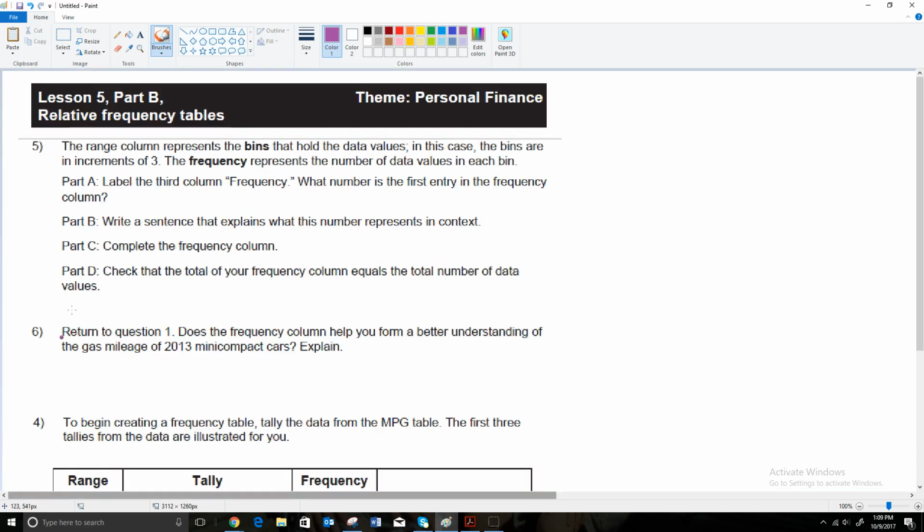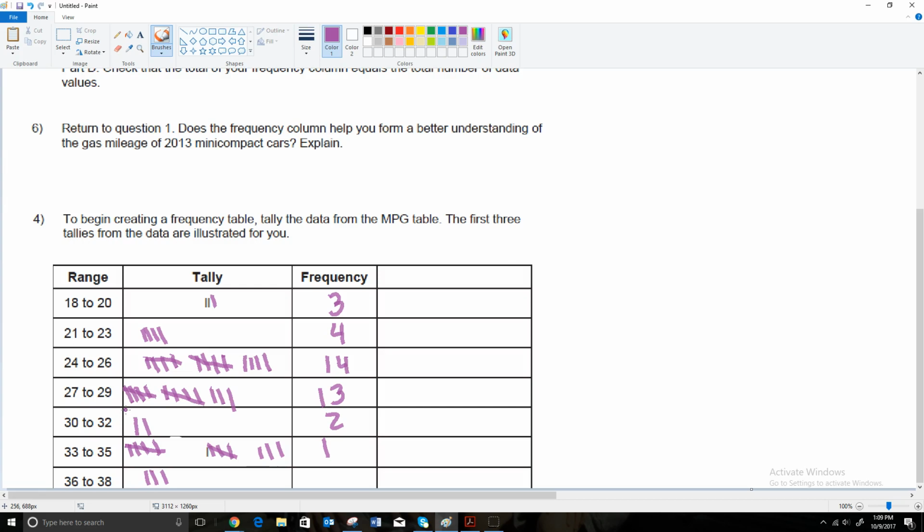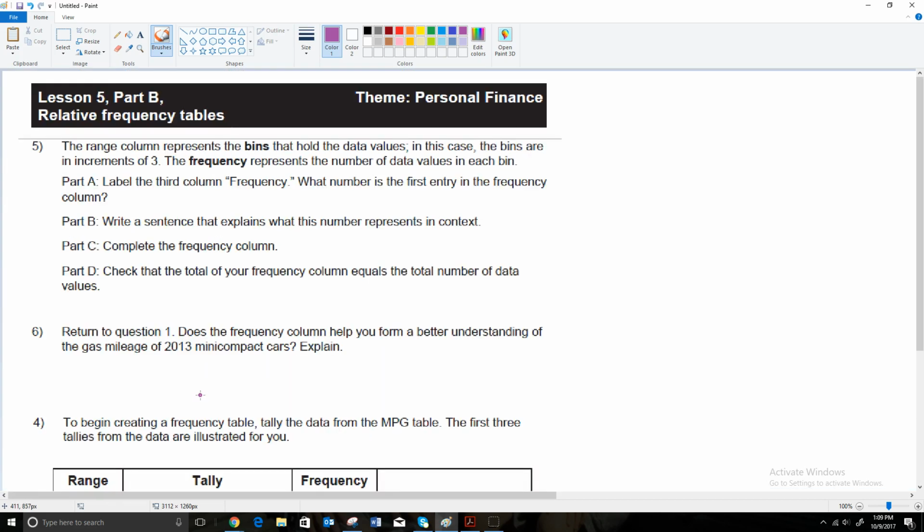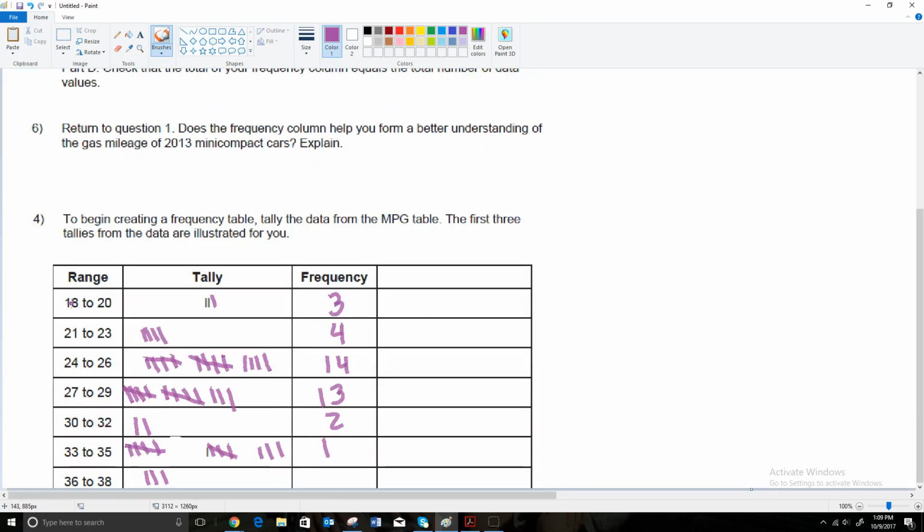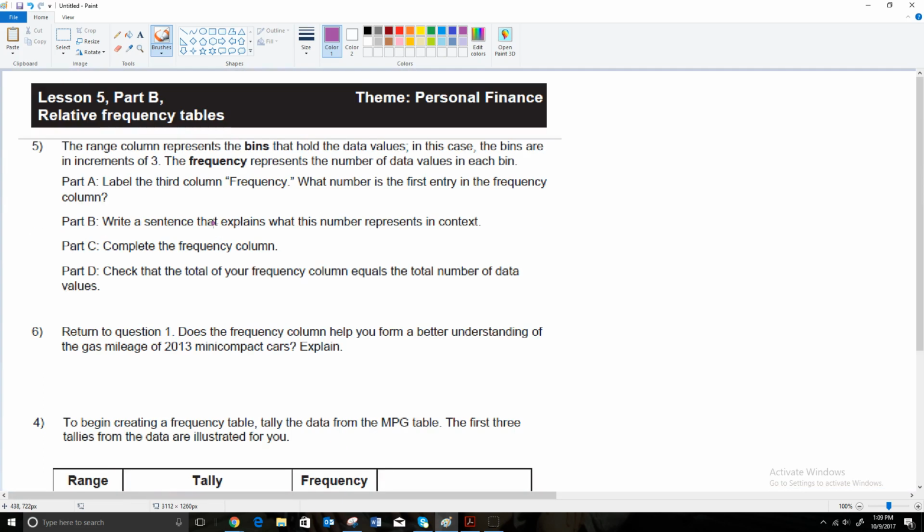Okay, so now I've got questions 5 and 6 here. Sorry they're out of order, but I didn't want to redo this table. So it says the range column represents the bins that hold the data values. In this case, the bins are in increments of 3. So again, we have 18, 19, 20. That's what they mean by 3. I know if you take 20 and you subtract 18, you only get 2. But we're talking about what values are in here. So the values that are in here are 18, 19, and 20. 21, 22, and 23 would be in here. 24, 25, 26. So there's 3 values that would get placed in each of these ranges.